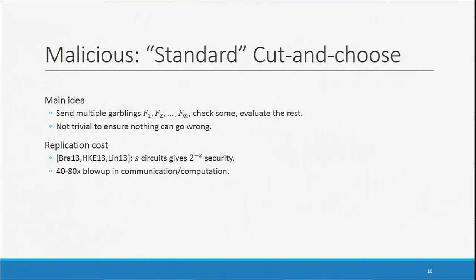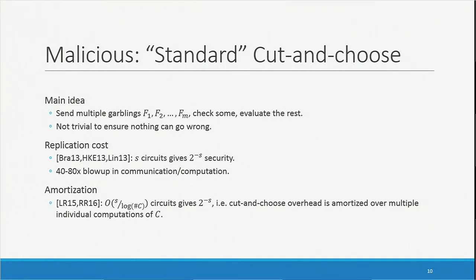And the state-of-the-art protocols, you have to send S circuits to get security 2 to the minus S. So this already is a factor 40, a factor 80 times blow-up compared to the semi-honest setting, where you just send one circuit. However, there is a way to get around this.